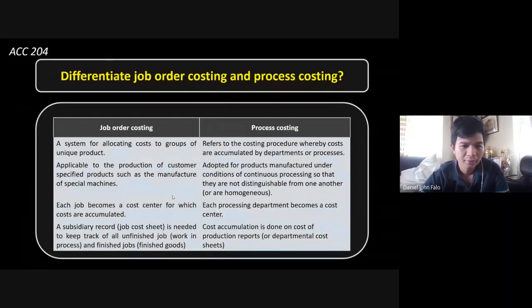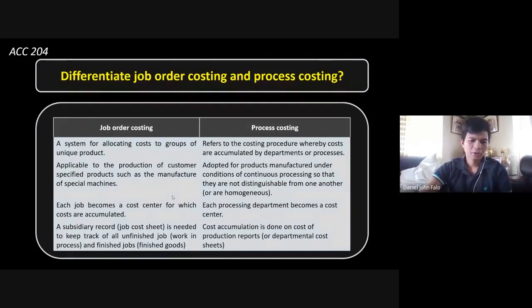And for job order costing, each job becomes the cost center for which costs are accumulated. Ibig sabihin, si job order 1, job order 2, job order 3, doon nagsa-summarize yung lahat ng cost. For example, materials, labor, and factory overhead. Pero pag process costing, each processing department accumulates costs per department. Department 1, Department 2, Department 3, like assembly, processing, and finishing. So, ganun pag process costing.